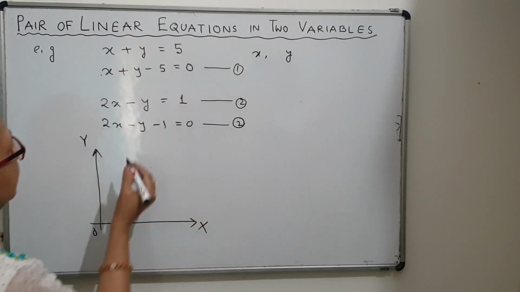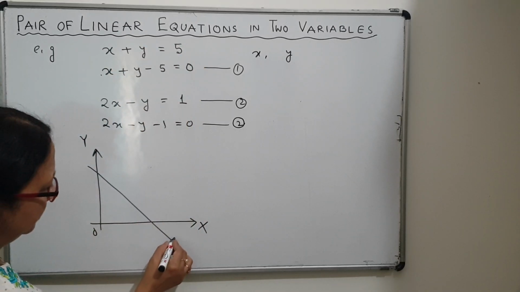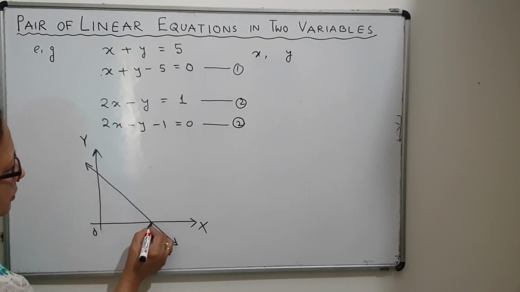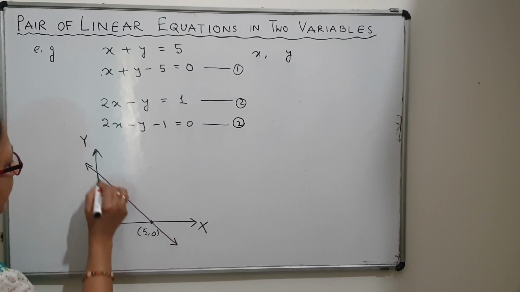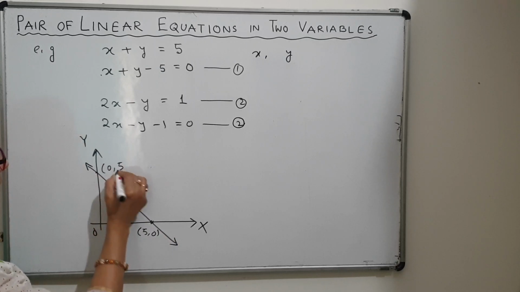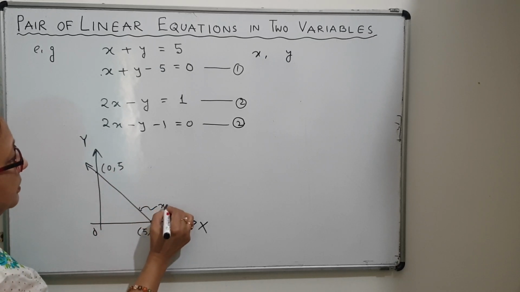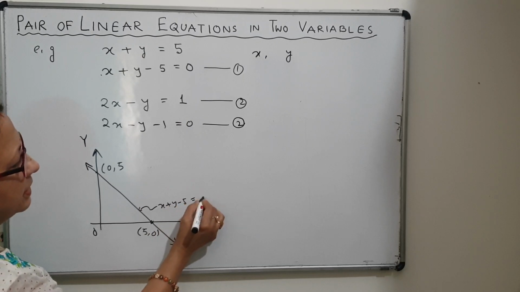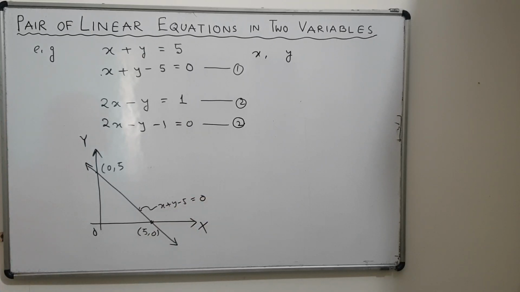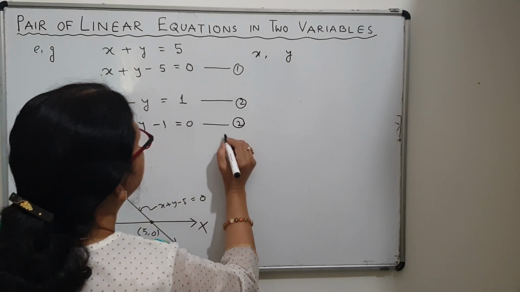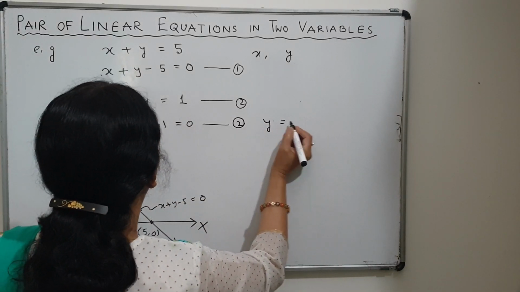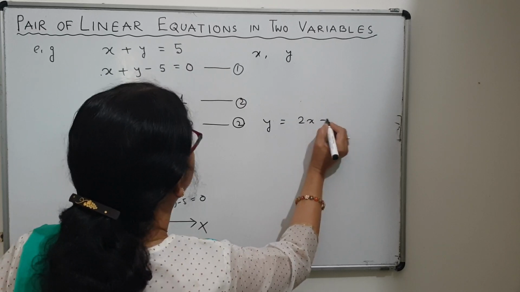X plus y is equal to 5. It will be something like that. I know it will be (5, 0), and this point will be (0, 5). X plus y minus 5 is equal to 0. And if I plot the graph of this, that means what is this? It is y is equal to twice x minus 1.